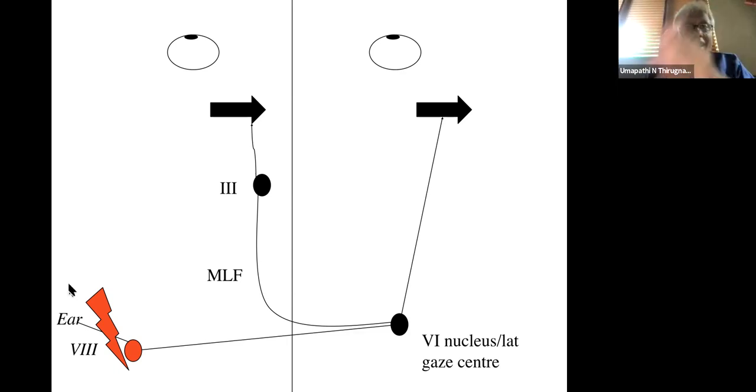So I'm bringing my eyes back to the center, away from the disease here. So the fast component is away from the pathology.